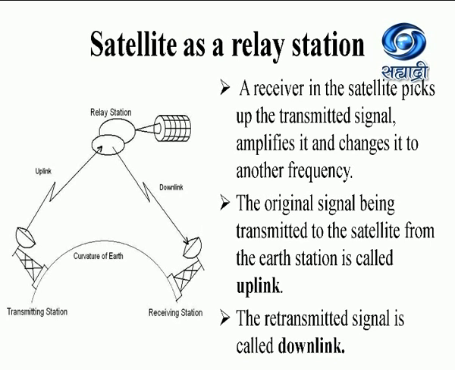The original signal being transmitted to the satellite from the Earth station is called the uplink frequency. Basically, the uplink frequency is the original frequency which is to be transmitted, and the retransmitted signal which is converted into another frequency is called the downlink frequency. Always remember that uplink frequency is lower than downlink frequency. Generally uplink frequency is 4 gigahertz and downlink frequency is 6 gigahertz.